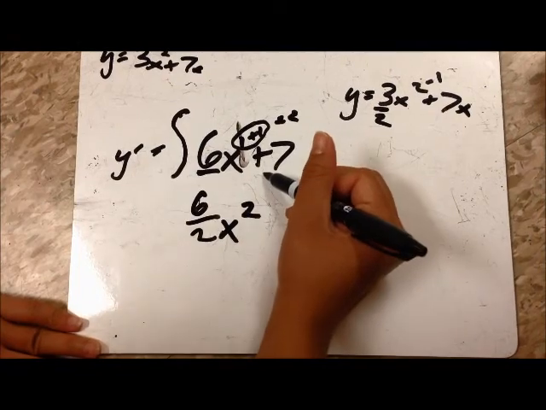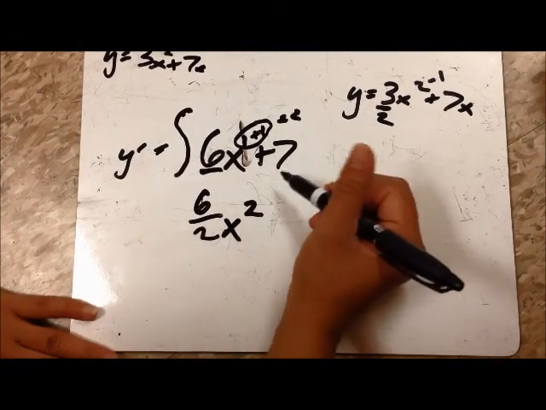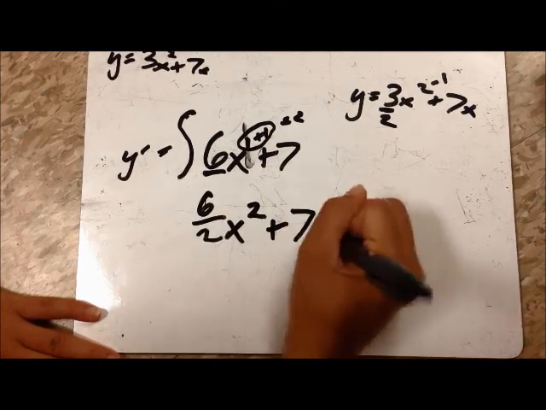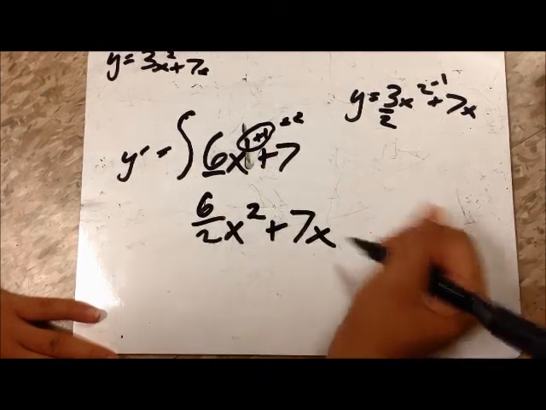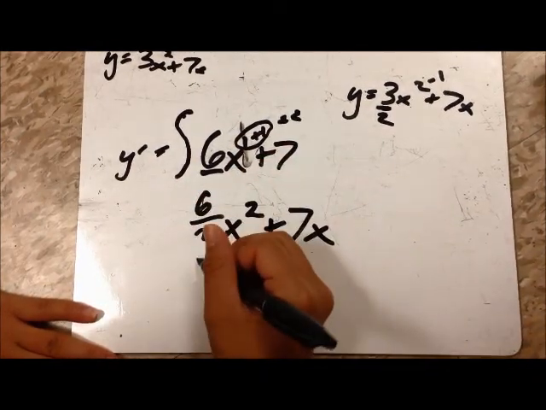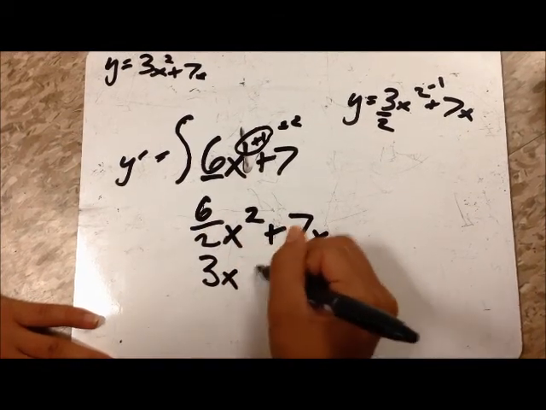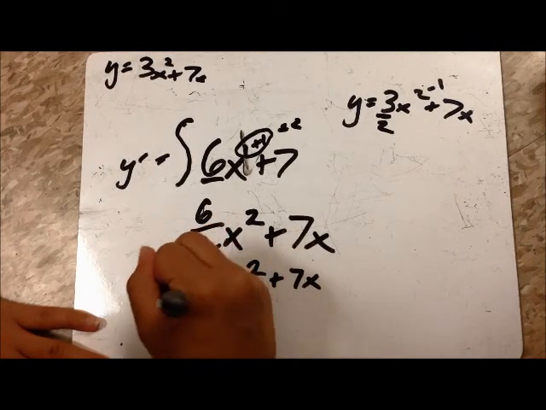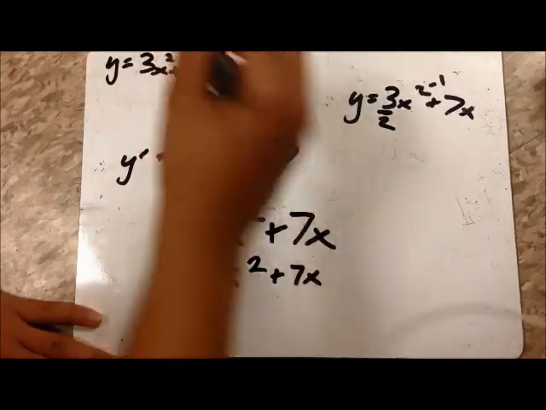Now, what about when we have just this lone 7 here? What do we do? Well, real simple. When you have just a number, just add an x, okay? Just stick an x on the end. So we can simplify this, and we get 3x squared plus 7x. Hey, look, that was our thing up here.